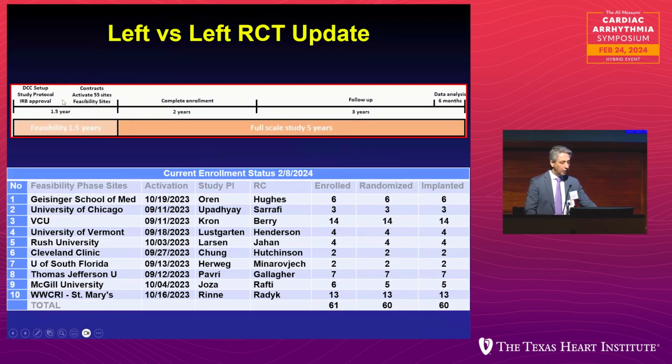The study is two-phase. The feasibility phase included enrolling 60 patients with 10 centers. We completed that 4 months ahead of schedule. So we are now moving toward the full-scale phase where we would activate all the sites. We hope to enroll all the patients in 2 years and follow up from the last patient enrolled for at least 3 years.